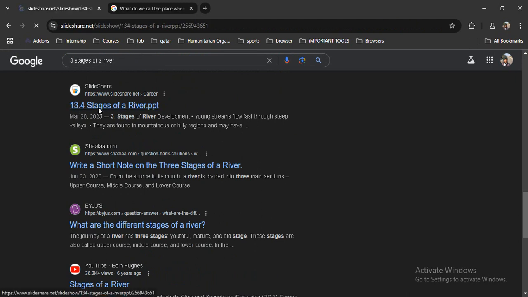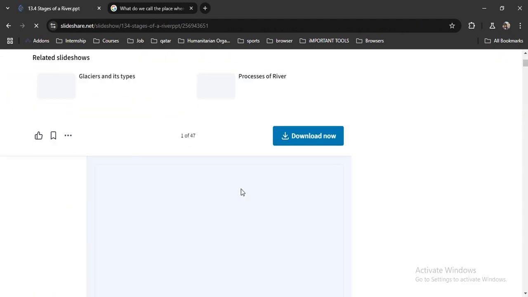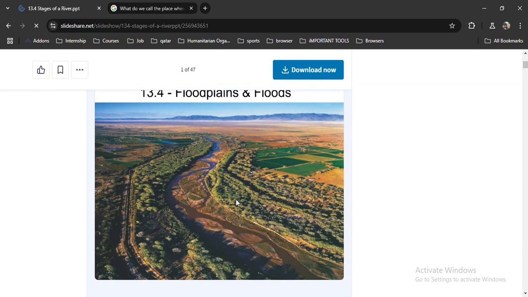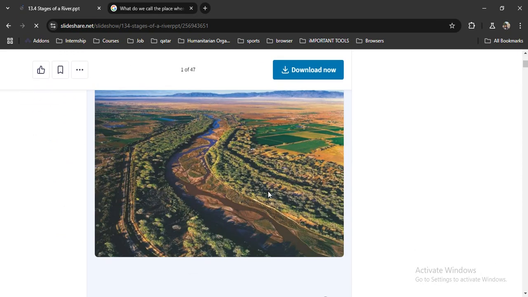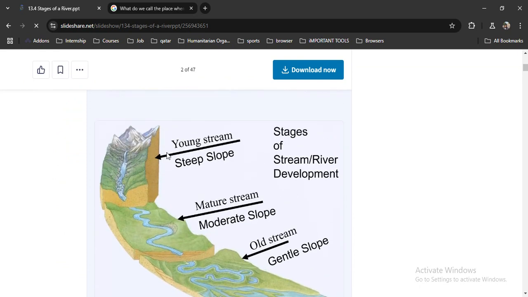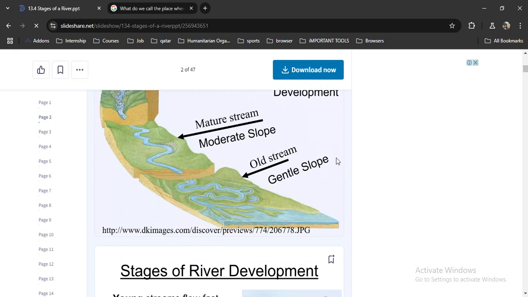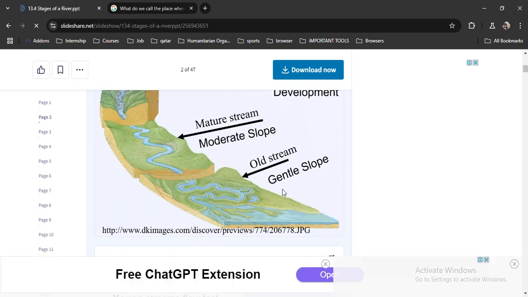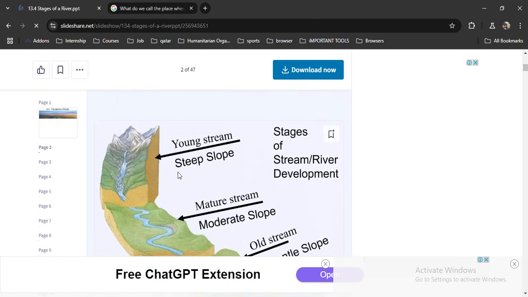Stages of a river. Floodplains and flood. So this is a young stream, steep slope. Mature, moderate slope. Then old stream, gentle slope. It also describes the slope as gentle, moderate, and steep.